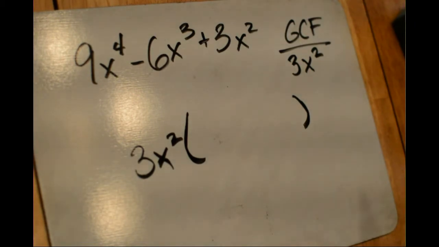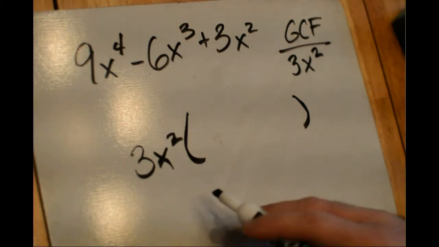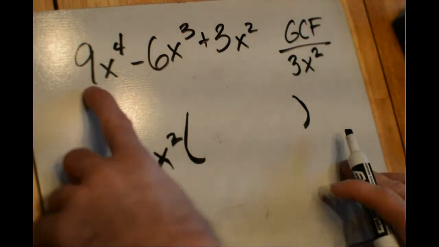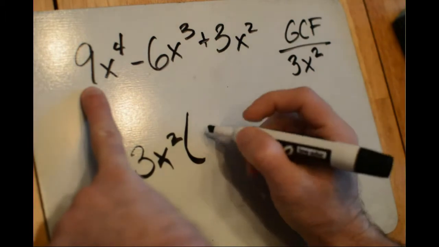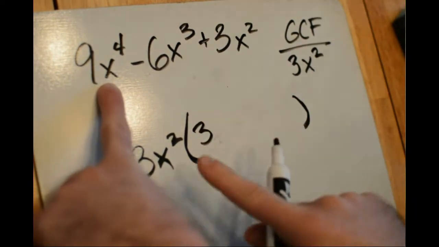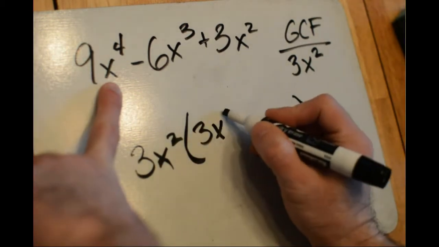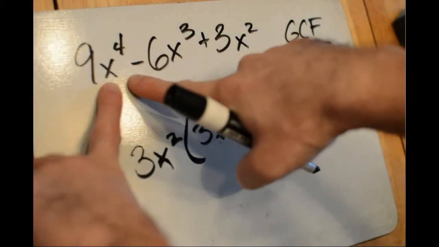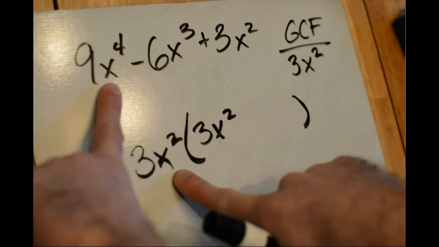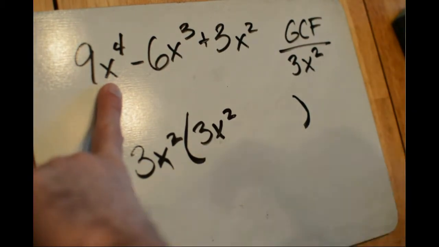Then I'm going to look at each term and divide that term by 3x squared. And you can do it step by step. So 9 divided by 3 is 3. And x to the 4th divided by x squared is going to give us x squared. We had 4 factors of x to begin with. We divided out 2 of them, so there are 2 left over.